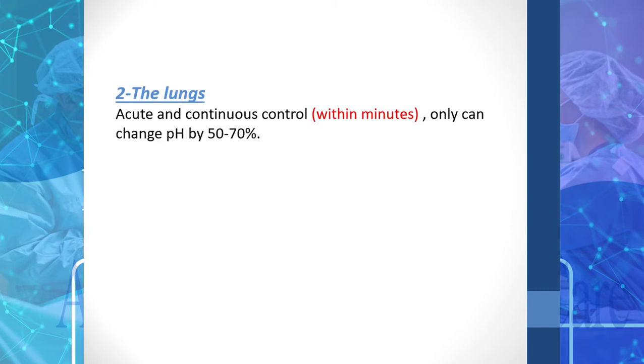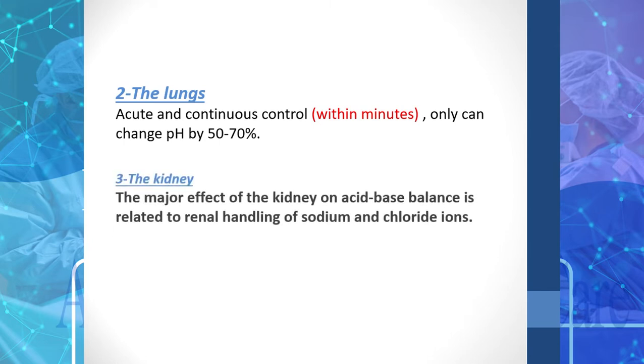The second mechanism for controlling the hydrogen amount is through the lung. The lung works within minutes, immediately, very rapidly. The duration to start and to get the proper effect, which is only 50 to 70% of the disturbance, also depends on the vitality of the lung. So the correction of the disturbance will be 50 to 70%.